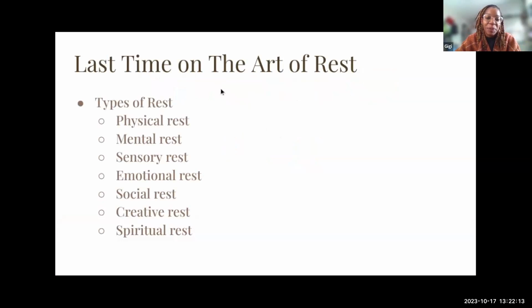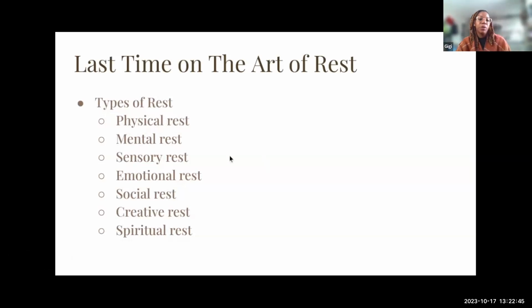But last time we talked about types of rest. And we realized that there's a lot of different types of rest. A lot of times people think of rest as sleep, and it's actually a lot more complex than that. So we talked about physical rest, which does include sleep as well as all types of resting your body, really. So that could even be going to a spa or getting a massage.